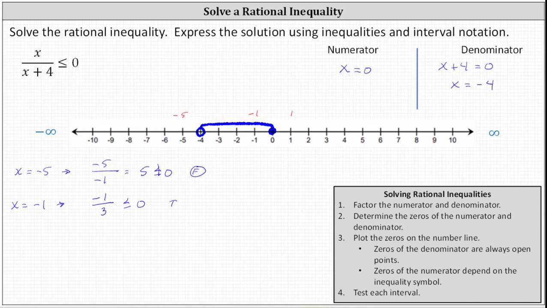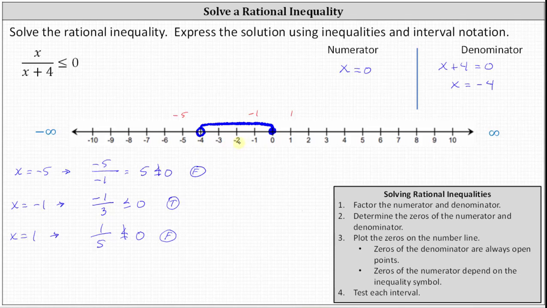And now we test x equals 1. When x is equal to 1, we have 1 divided by 5. 1 divided by 5 less than or equal to 0 is false. Any positive value is not less than or equal to 0. This indicates the entire interval where x is greater than 0 is false. The only solution is the interval from negative 4 to 0, not including negative 4 and including 0.